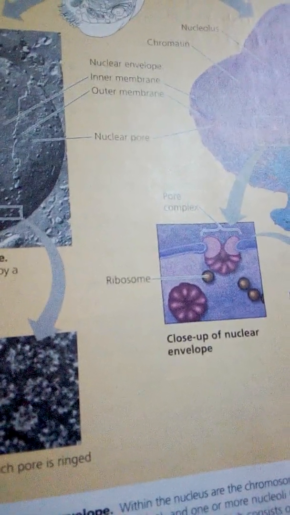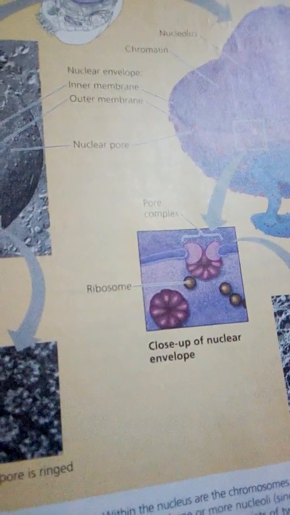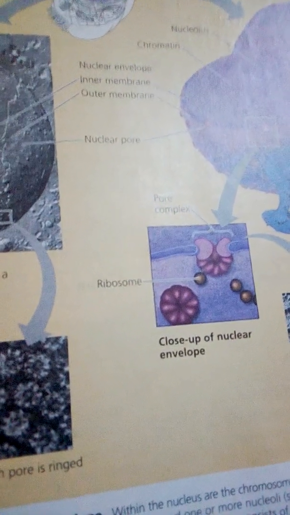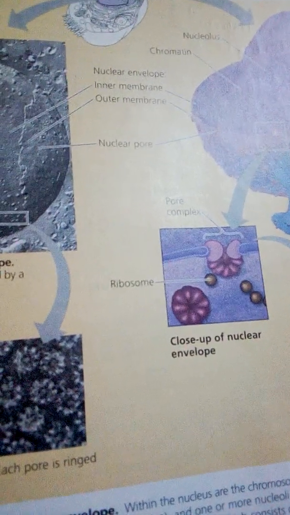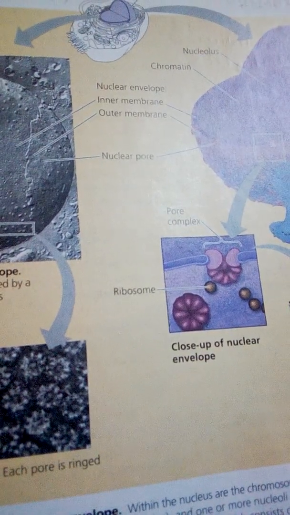The nuclear envelope encloses the nucleus, separating its contents from the cytoplasm. The nuclear envelope is a double membrane. The two membranes, each a lipid bilayer with associated proteins, are separated by a space of 20 to 40 nanometers. The envelope is perforated by pores that are about 100 nanometers in diameter.